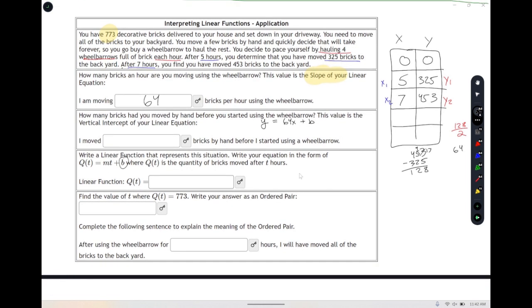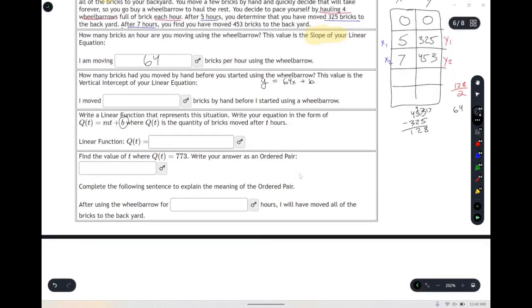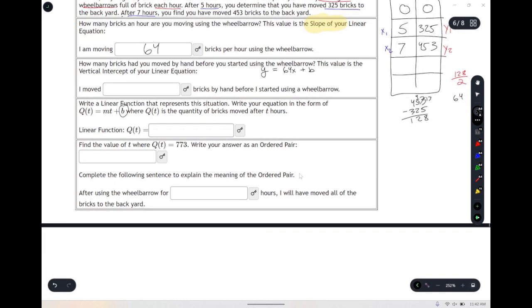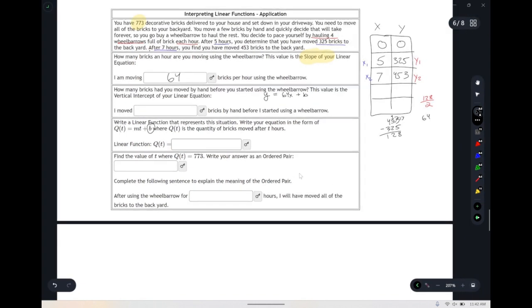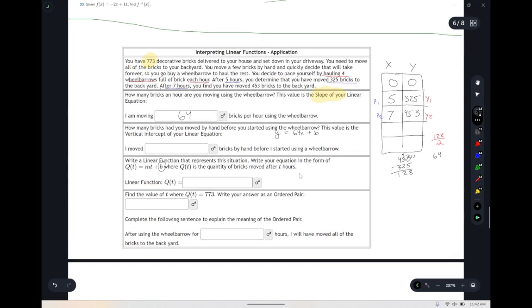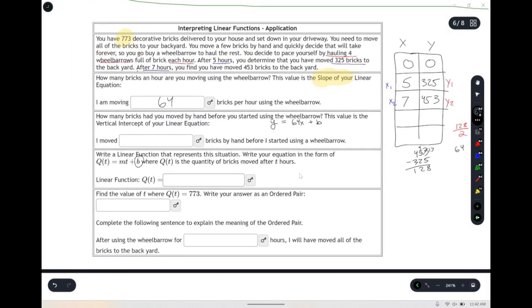You're done. You know your slope. You know your original. And then is it going to ask you, lastly, how long does it actually take you? Solve for when it equals 773. That is the whole purpose of a linear equation right there. I don't want to do it because I don't have a calculator and it's going to be big fractions. Was it all fractiony? No, it worked out nice.